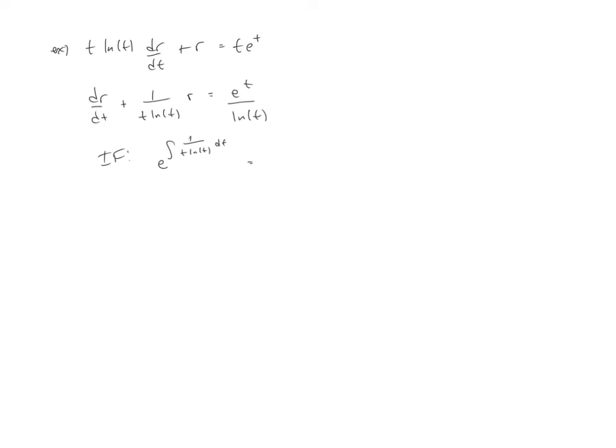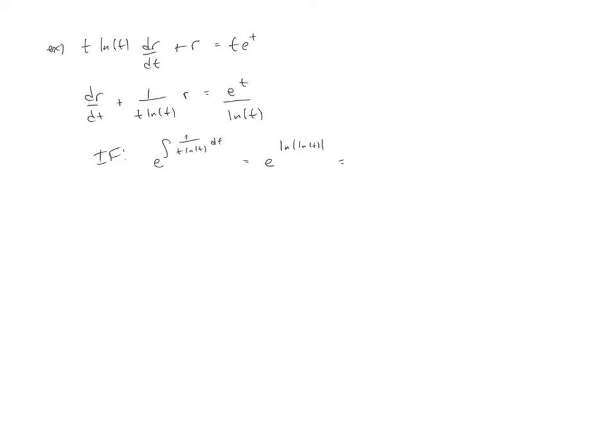Now, this integral I'm not going to work on the screen. It's a simple u sub, let u equal this guy. It matches perfectly with our du, etc. But that ends up giving us e raised to the natural log of the absolute value of the natural log of t, in which case the e and the natural log can do away with one another, leaving us with just the natural log of t. So there's our integrating factor.